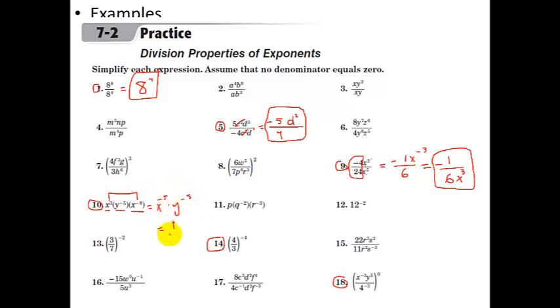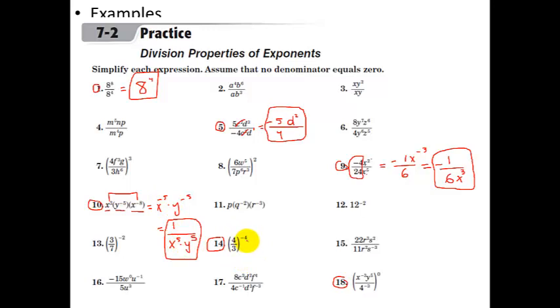But I should write that as 1 over... x to the negative 5th needs to move into the bottom, and y to the negative 5th also needs to move into the bottom. And again, when you move them to the bottom, you change it from a negative to a positive. The act of moving it down is what changes the sign of the exponent. Number 14.